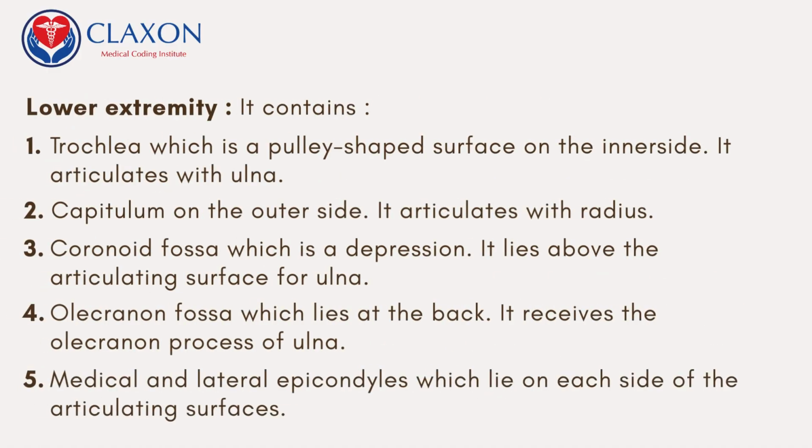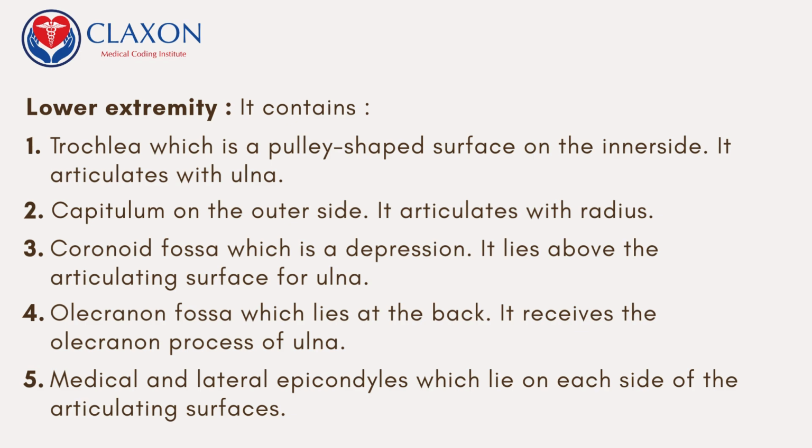Lower extremity, it contains: 1. Trochlea which is a pulley-shaped surface on the inner side. It articulates with ulna. 2. Capitulum on the outer side. It articulates with radius. 3. Coronoid fossa which is a depression. It lies above the articulating surface for ulna. 4. Olecranon fossa which lies at the back. It receives the olecranon process of ulna.